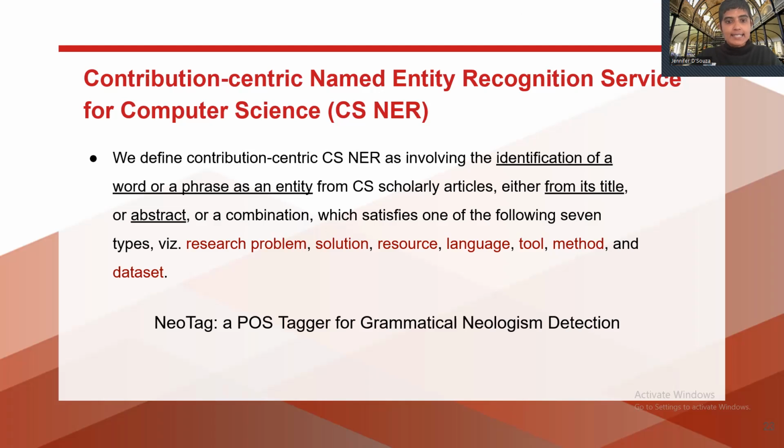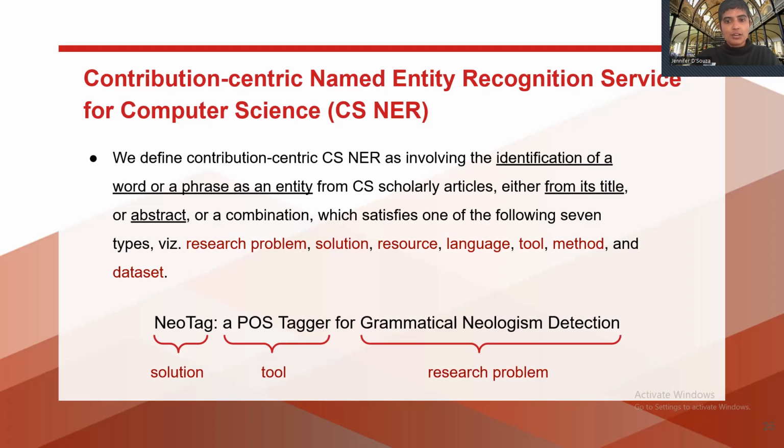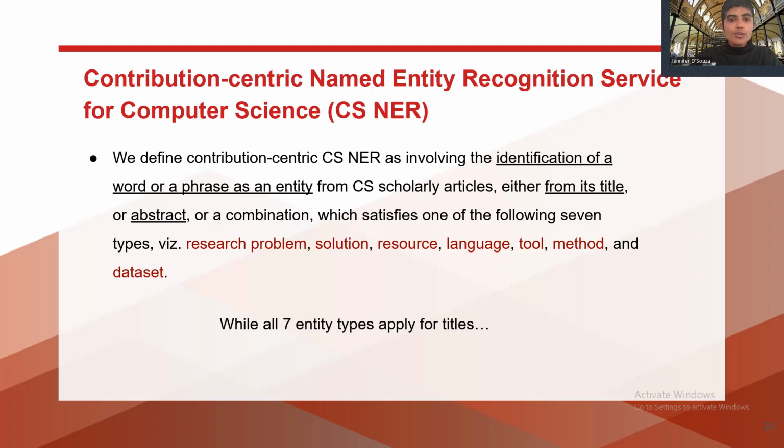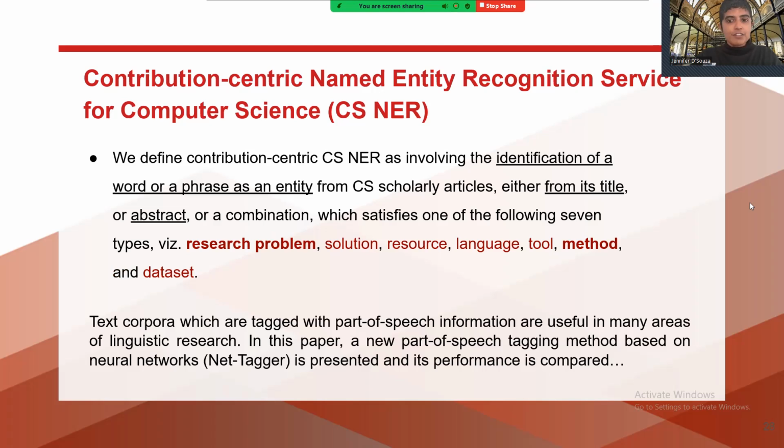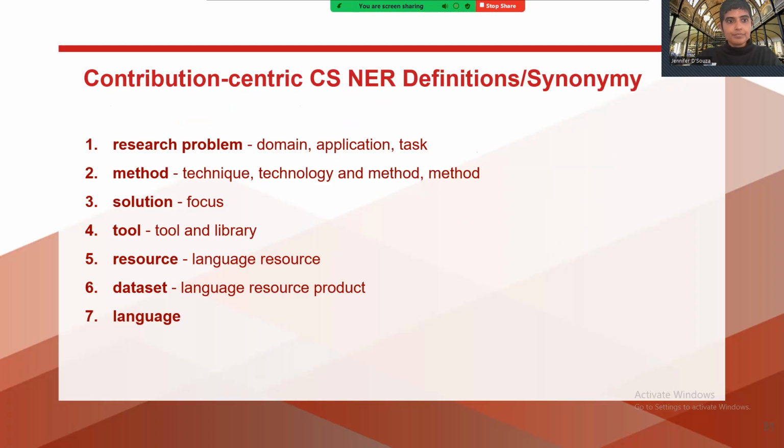So given a title as input, our task is to identify the entities and then type them as one of the 7 types. While all 7 types apply for titles, the abstracts were annotated with only 2 types. So given an abstract snippet, we first identify the relevant named entities and then type them.